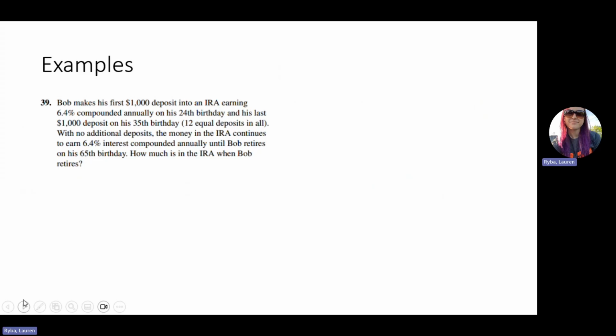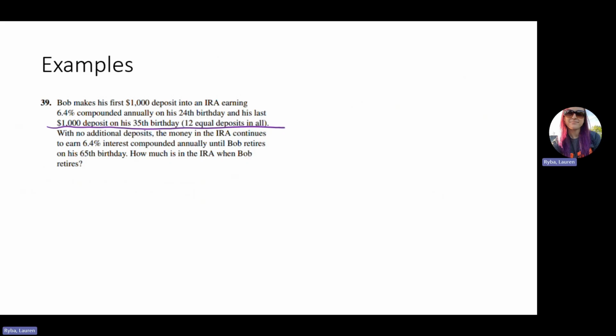Bob makes his first $1,000 deposit into an IRA, earning 6.4% compounded annually on his 24th birthday, and his last $1,000 deposit on his 35th birthday. So he makes 12 equal deposits in all. That's the first half of the problem. So I'm going to look at that part of the problem first.